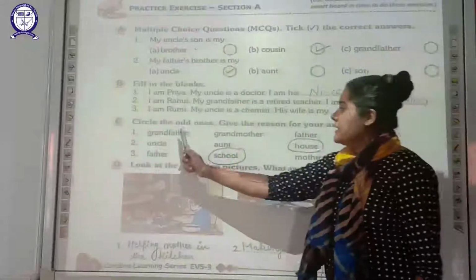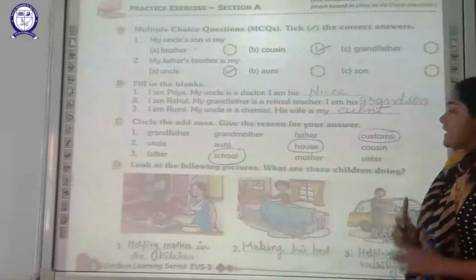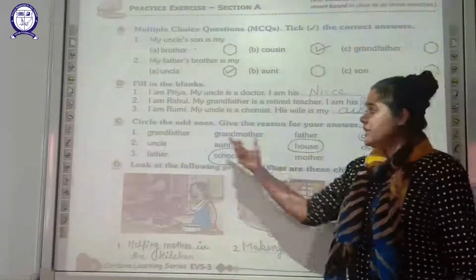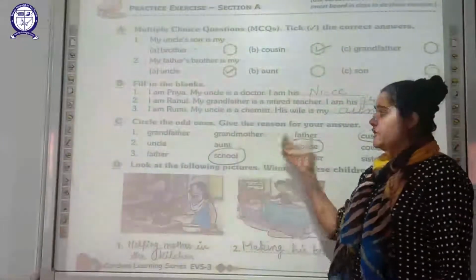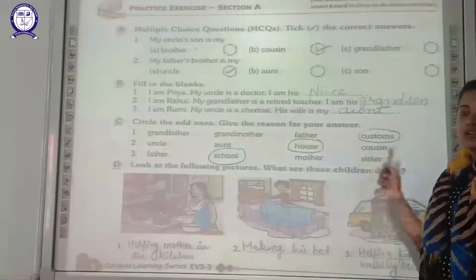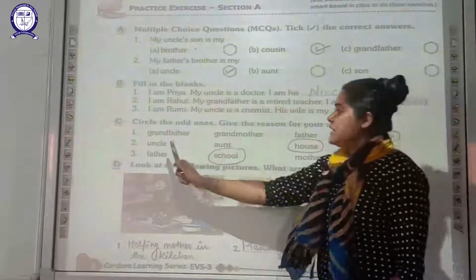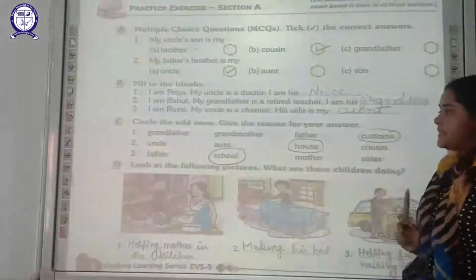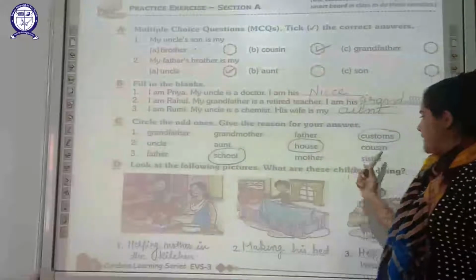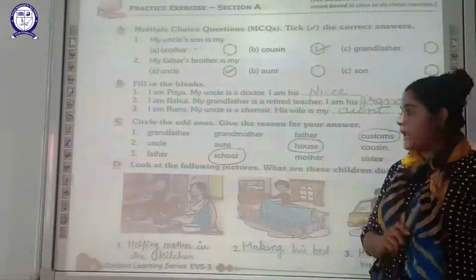First one is grandfather, grandmother, father, and custom. So all these three are related as they are all relations. So custom is different, so you have to circle that one. Next one is uncle, aunt, house, and cousin. Here also the three are the relation and house is the odd one out.